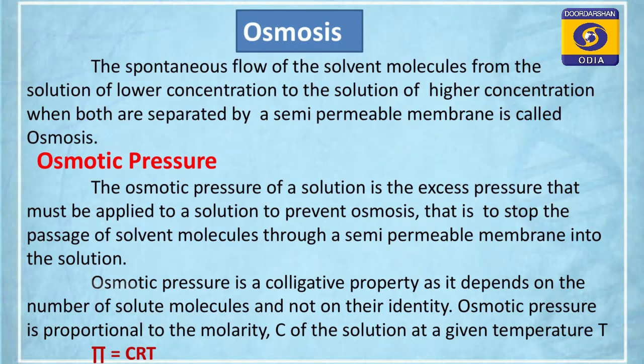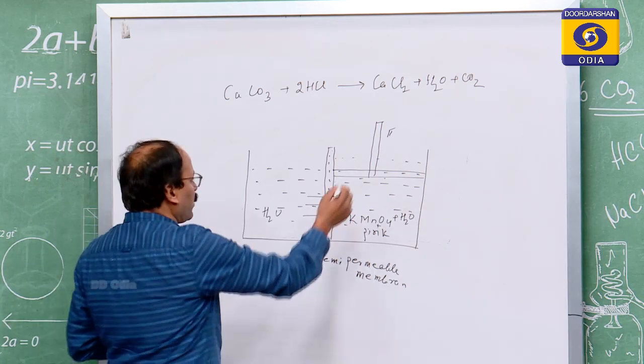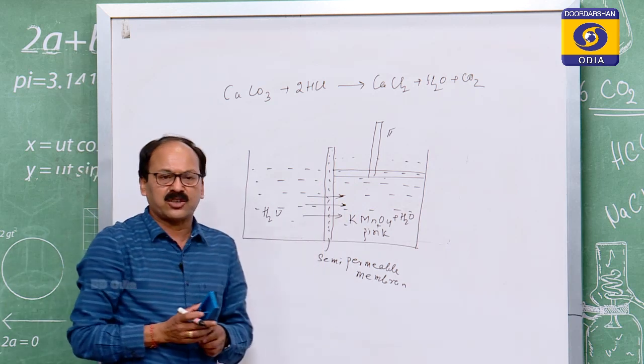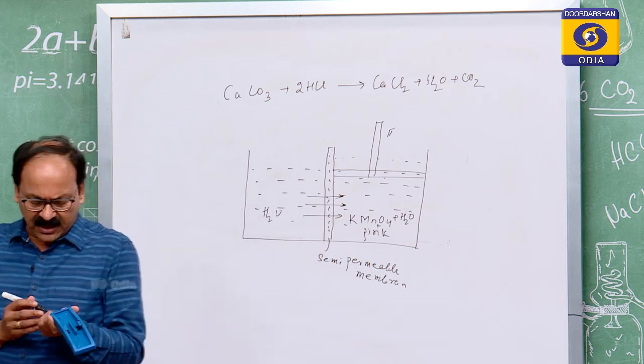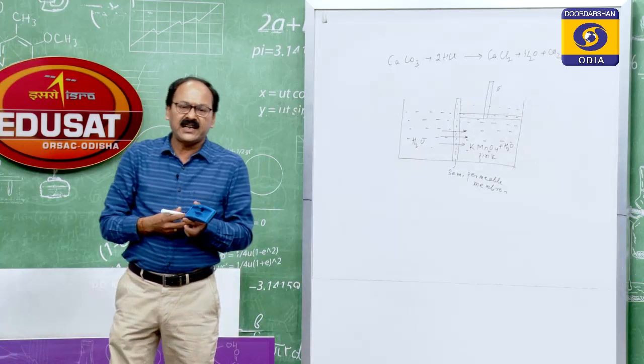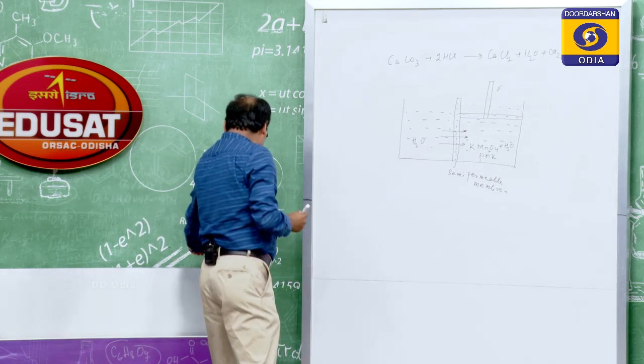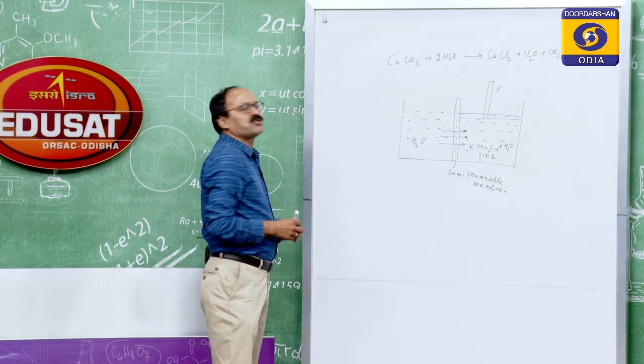Then what is osmotic pressure? Osmotic pressure is the excess pressure which must be exerted on the solution side so as to prevent the flow of solvent molecules towards the solution side when both are separated by a semi permeable membrane. The pressure required to check this flow is called osmotic pressure. Like elevation in boiling point, depression in freezing point, and lowering of vapor pressure, it is also a colligative property.